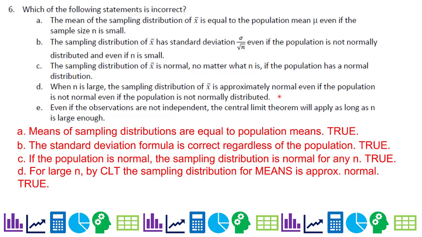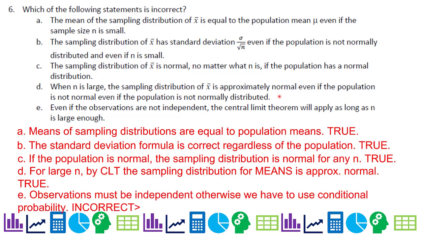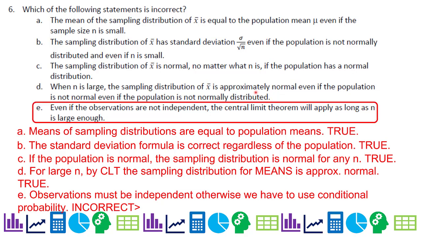Even if the observations are not independent, the central limit theorem will apply as long as n is large enough. Actually, observations must be independent. Otherwise, we have to use something called conditional probability, and we don't want to do that. So E is the correct answer.